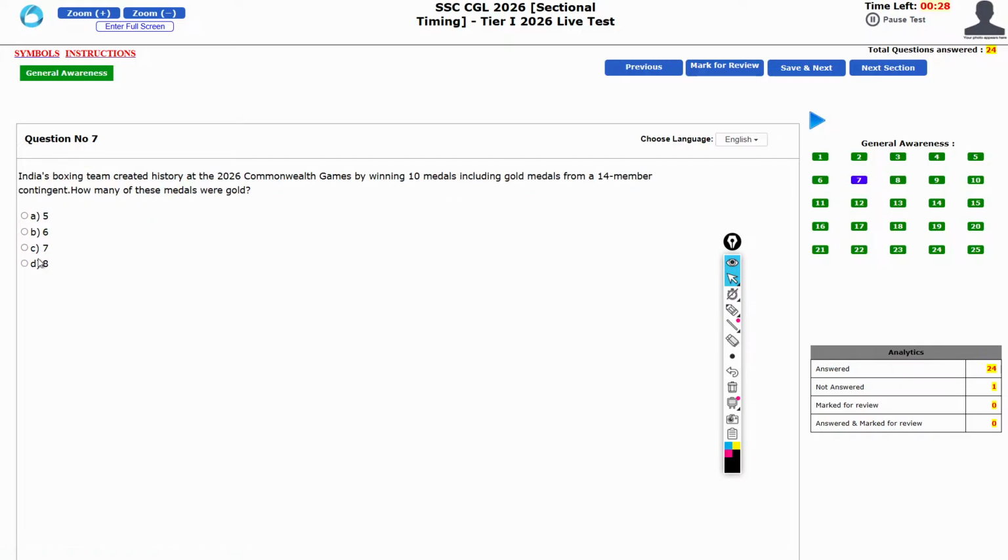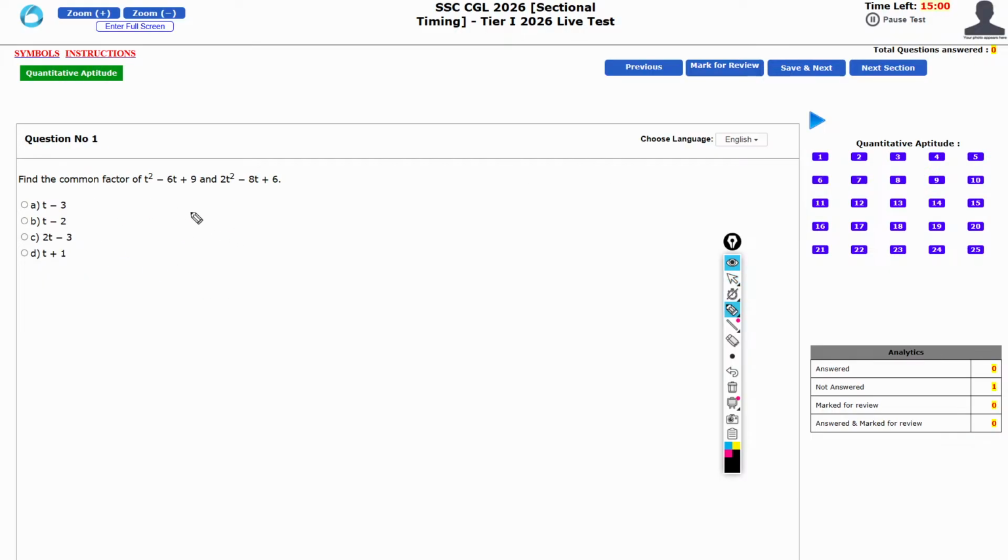7th number question. I think it is just asking me to click it, so I'll do that. Okay, so I'll have to do quants quickly. Okay, find the count of factors. So t minus 3 whole square. So t minus 3 can only be the factor of it.